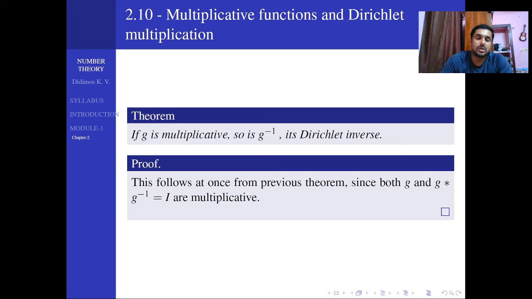As a consequence of the previous theorem, we can prove that if g is multiplicative, then g inverse is multiplicative. Because if g is multiplicative, then g star g inverse, that is nothing but I, is multiplicative, and then using the previous theorem, we can say that g inverse is multiplicative. So that is a relation between Dirichlet multiplication and the multiplicative inverse of an arithmetic function. This is an important connection between multiplicative functions and Dirichlet multiplication.